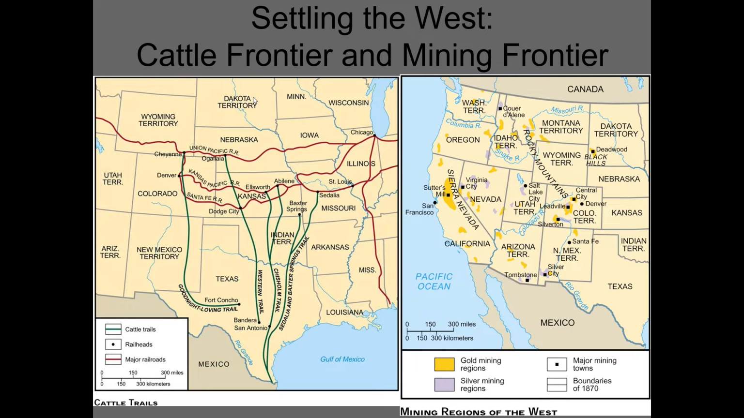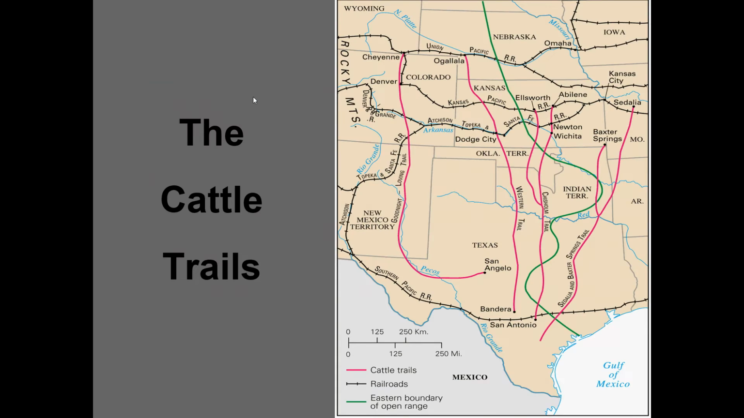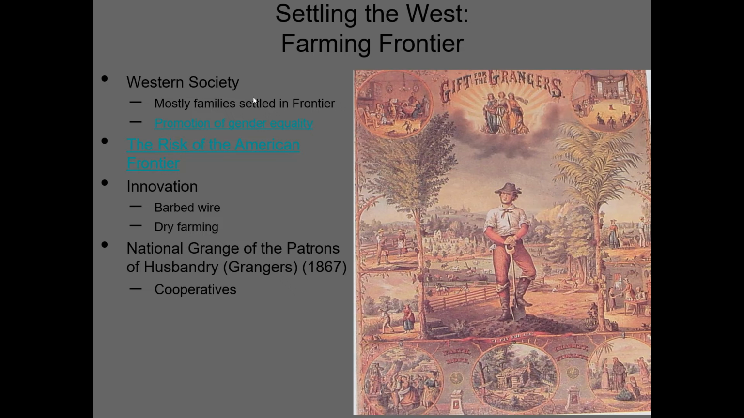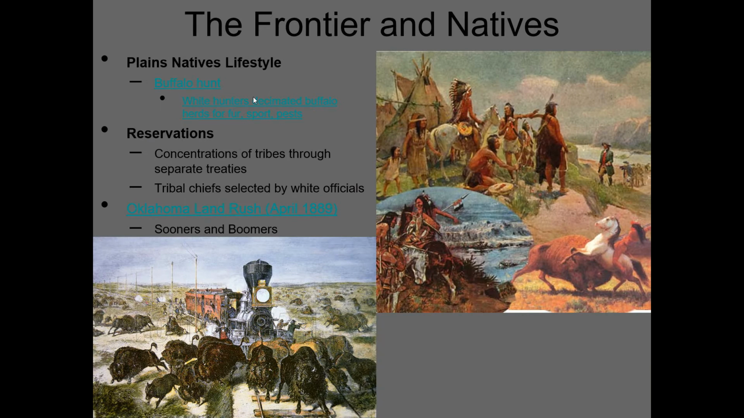Just a reminder that mining, farming, and cattle ranching were all economic activities that are happening in the West. Remember, the barbed wire is the one that's going to end the cattle frontier. And then, like I said, the barbed wire fence and how that closed the prairie, which is going to close that frontier life and that cowboy life.